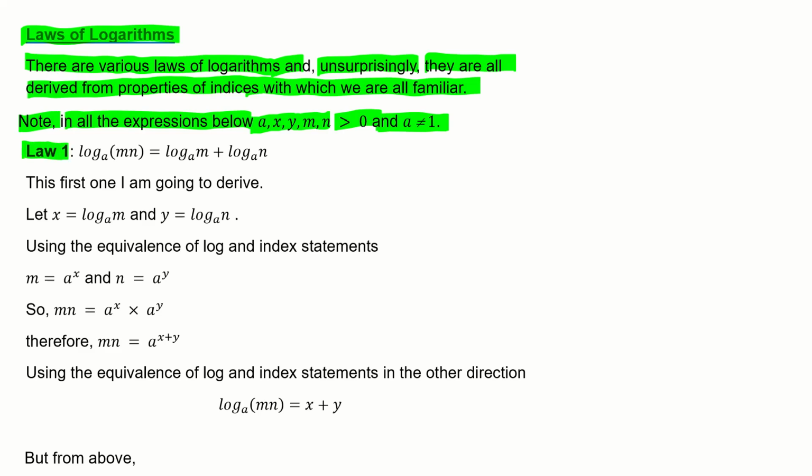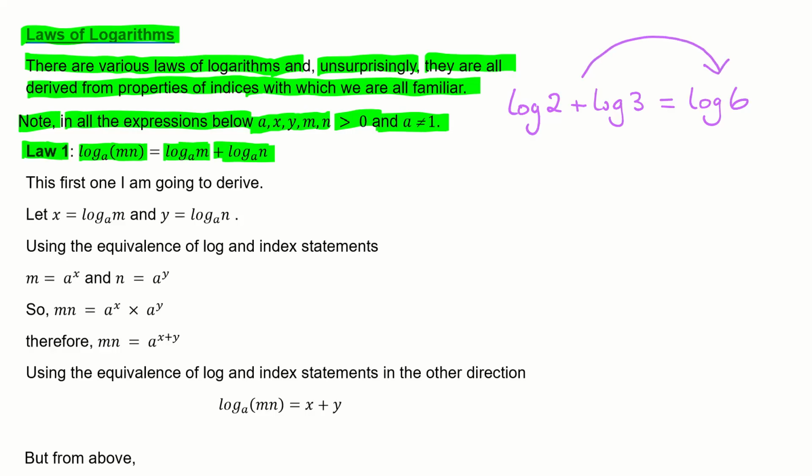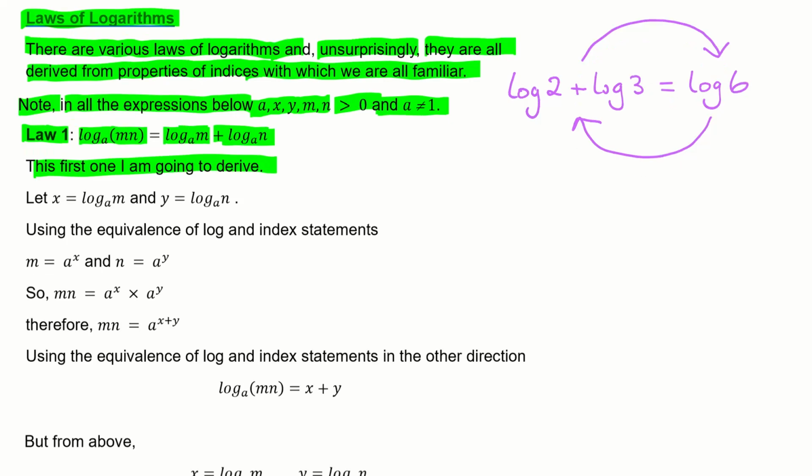The first law says log to the base a of m times n is equal to log to the base a of m plus log to the base a of n. As an example, if we had log 2 plus log 3, that is equivalent to log 6. And just like index laws, sometimes it's useful to go this way, and sometimes it's useful to go this way. This first one I'm going to derive in full, and the others I will just state.